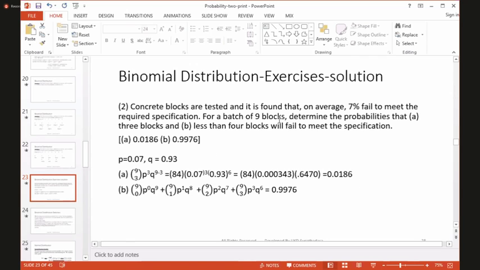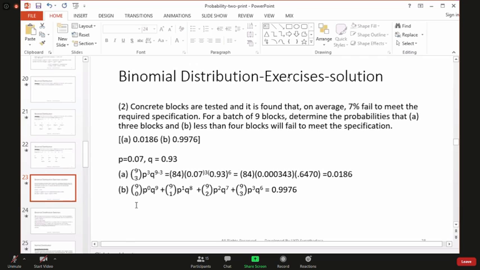This has been taken from the textbook, these questions. The answer also I just copied, the same answer, 0.186. If you multiply these particular 3 numbers, you get it. Similarly, the second part: less than 4 blocks will fail. Less than 4 means you have to add 9C0, 9C1, 9C2, 9C3. Less than 4 fail. All probabilities have to be added. Then you get this particular answer.